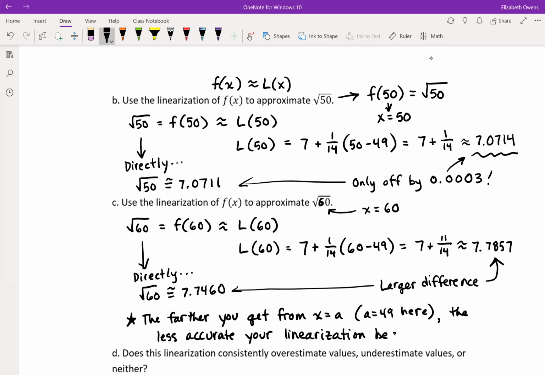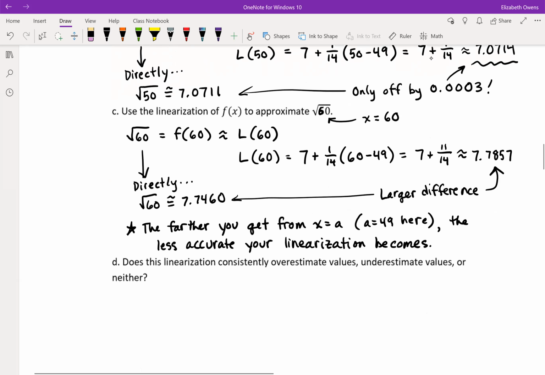So if you wanted to approximate, say, the square root of 60, but in a more accurate way, you would set up a new linearization at a different point, probably at a equals 64, the next largest perfect square value there. So that you would end up closer and having a closer approximation for that value x equals 60, or a little far away from 49 there. So you could set up a new linearization to get more accurate.